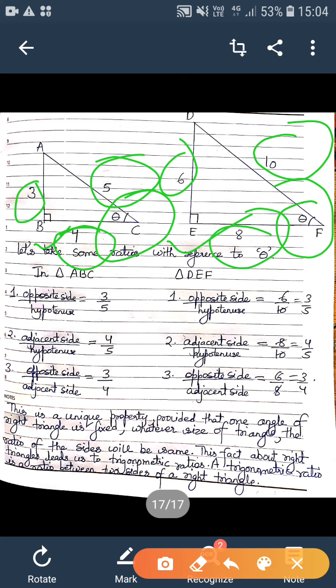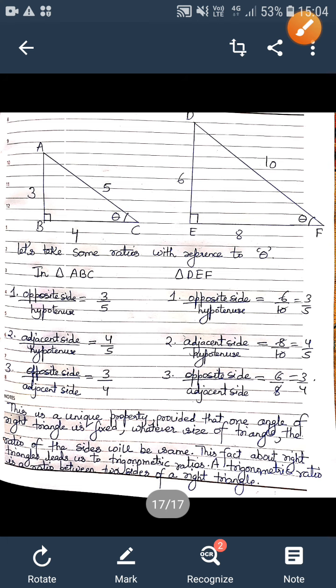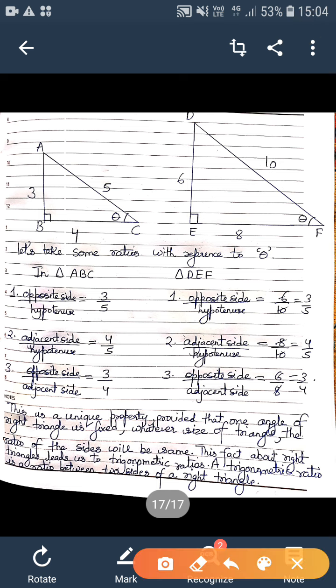So let us take some ratios. In triangle ABC, the side opposite to the angle theta, AB, is 3 units, and the hypotenuse is 5 units. So the ratio becomes 3 by 5. Similarly, in triangle DEF, the side opposite to theta is 6 units and the hypotenuse is 10 units. By simplifying, the ratio again comes out to be 3 by 5.